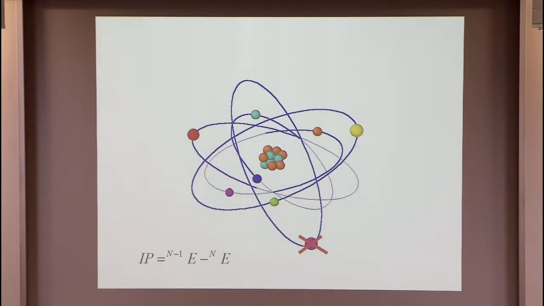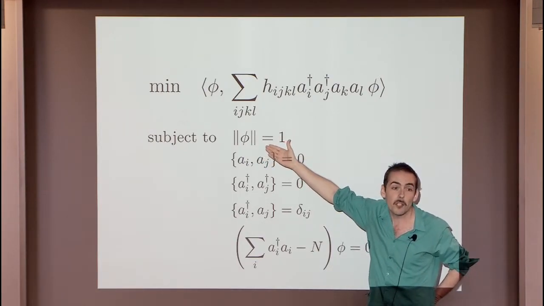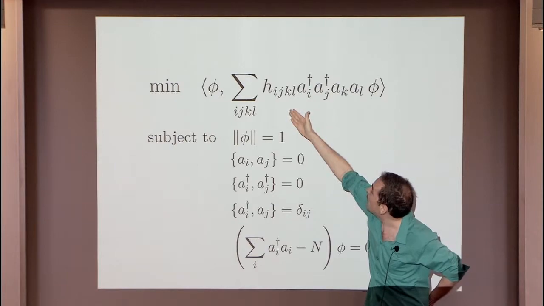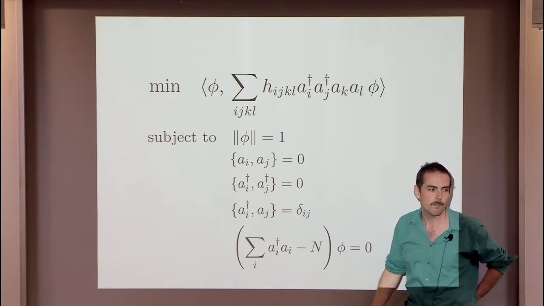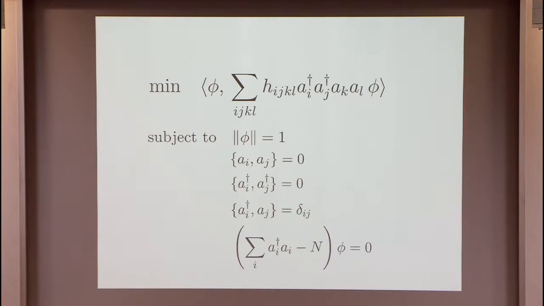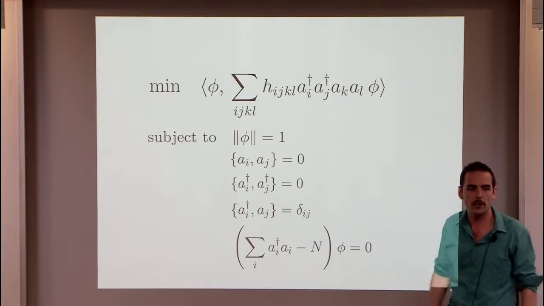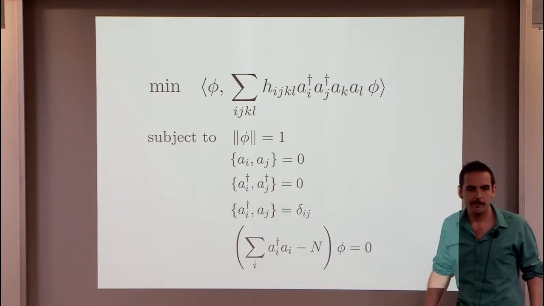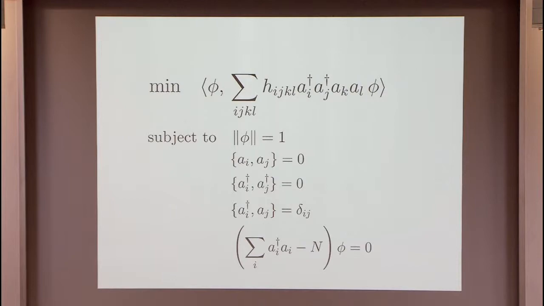But for that, of course, you first have to calculate these values here. How do you calculate them? Well, you have to compute the minimum of the overlap of some normalized vector acting in some Hilbert space with itself, but multiplied by some quartic polynomial of a set of operators which satisfy this set of anti-commutation relations. So it's an example of a non-commutative polynomial optimization problem. What is this notation? This represents the anti-commutator of two matrices or operators: A sub I, A sub J plus A sub J, A sub I.